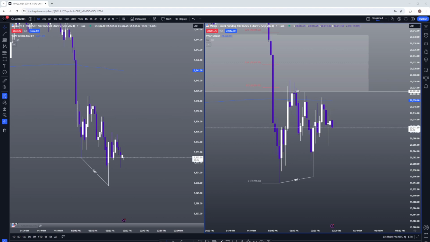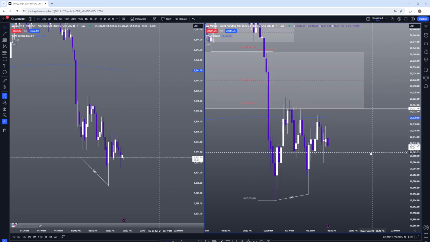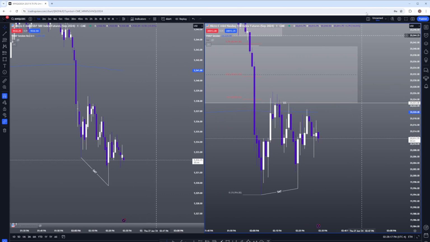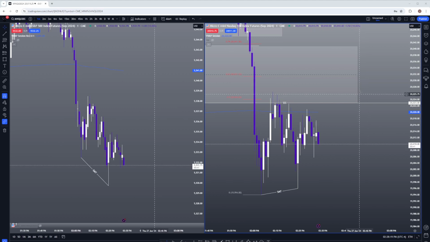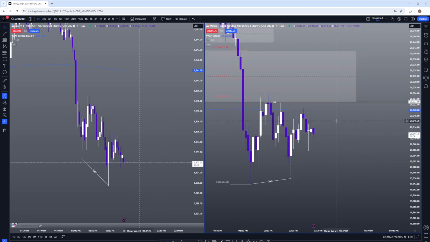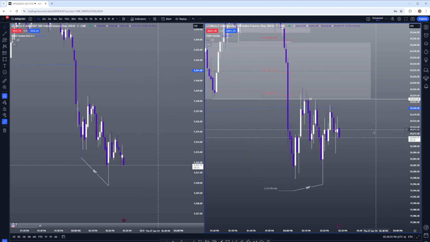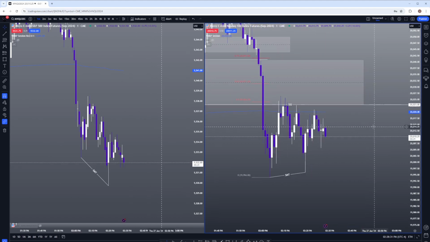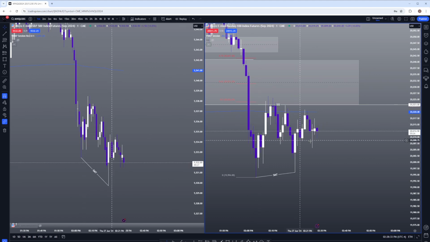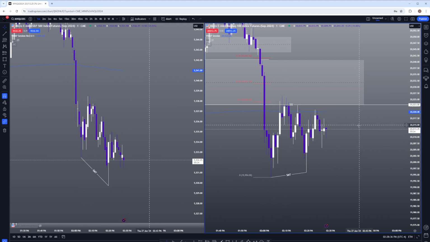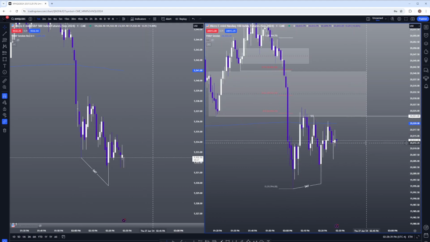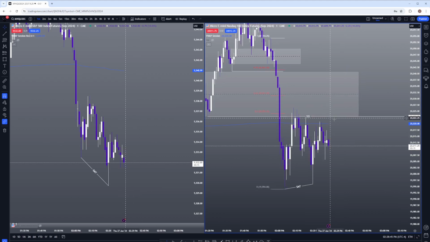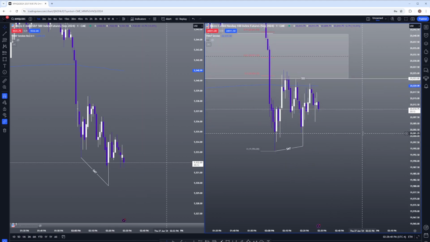LRLR stands for low resistance liquidity run. So yeah, chop, chop, chop. Back and forth. Wait for us to break out of this chop. Wait for us to make a move. Maybe we have a power of 3. Maybe we have a fake out, trade back into that breaker and see a continuation of the downside.